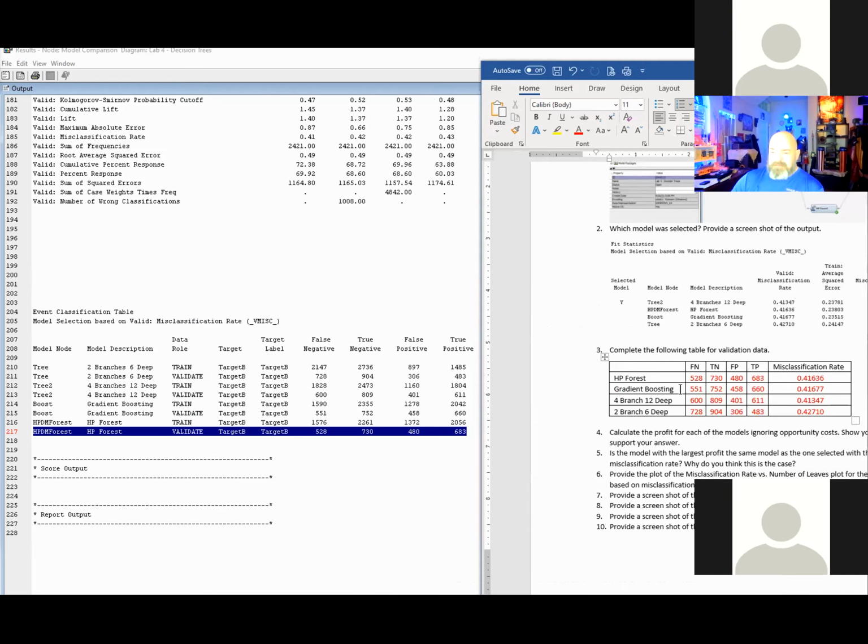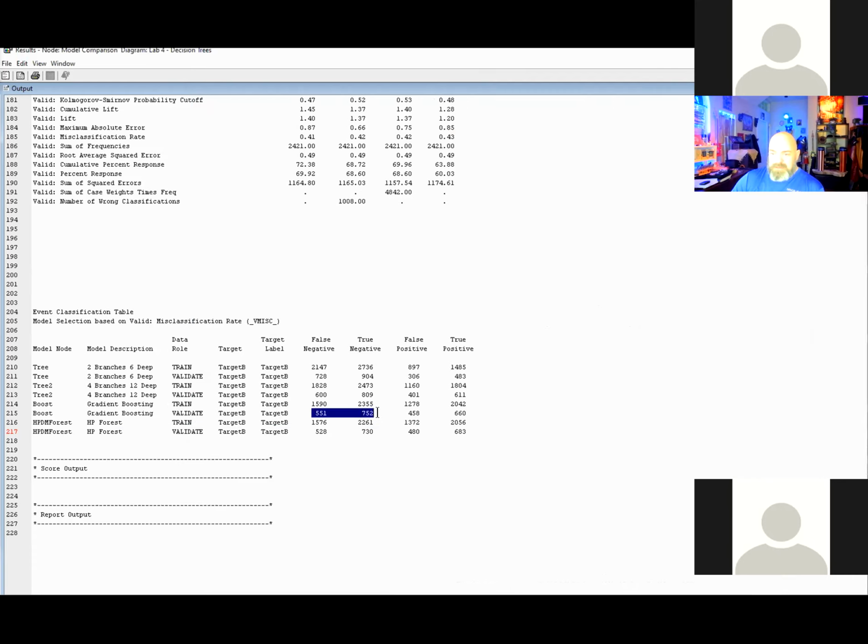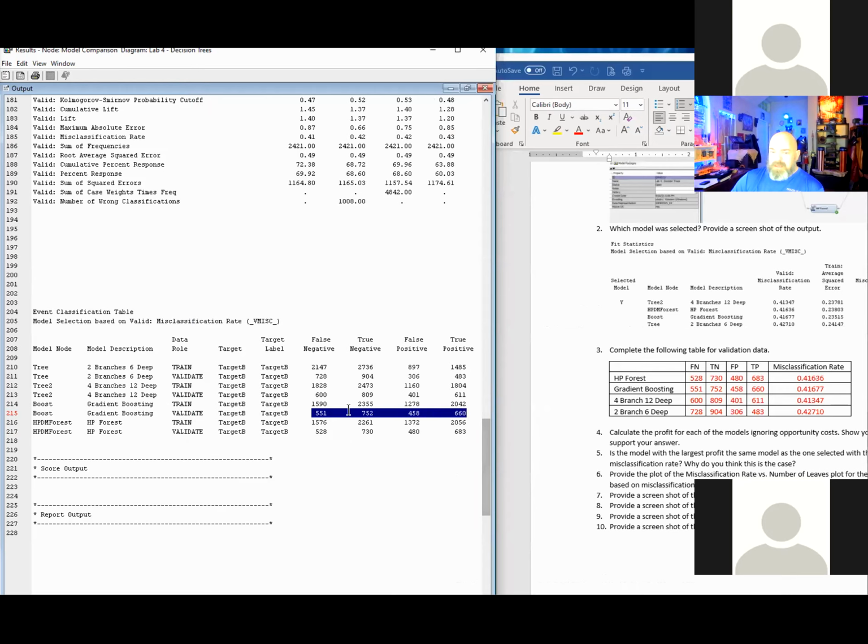Did anybody get anything different? Did you have a different approach, or did you do what I did, where for HP Forest I used the validation data, and then for gradient boosting, I used these validation numbers. And then for 4 branch 12 deep, I used these numbers.